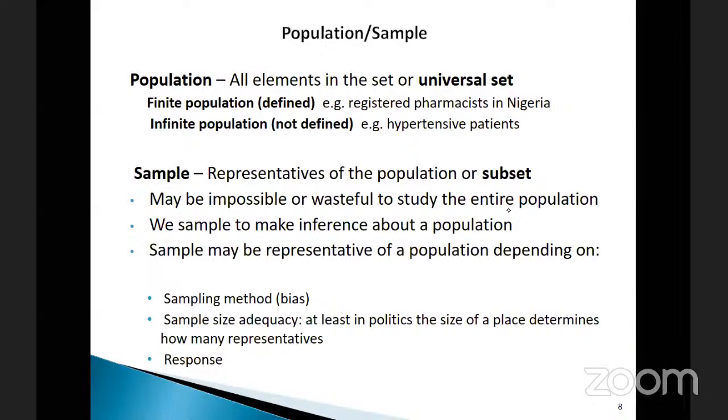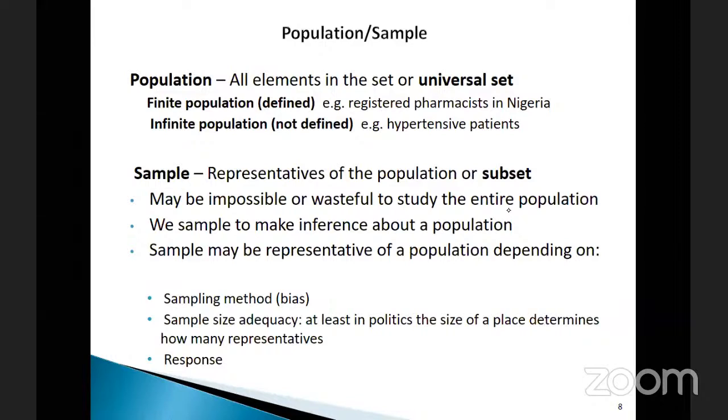Another factor of the sample that affects the result is the sample size. The sample size has to be adequate. What do we mean by this? There is a minimum sample size that can represent a particular population. After all, what they do in politics, the number of reps will depend on the population of a particular place or the number of constituencies in a particular place. That's the meaning of representation.